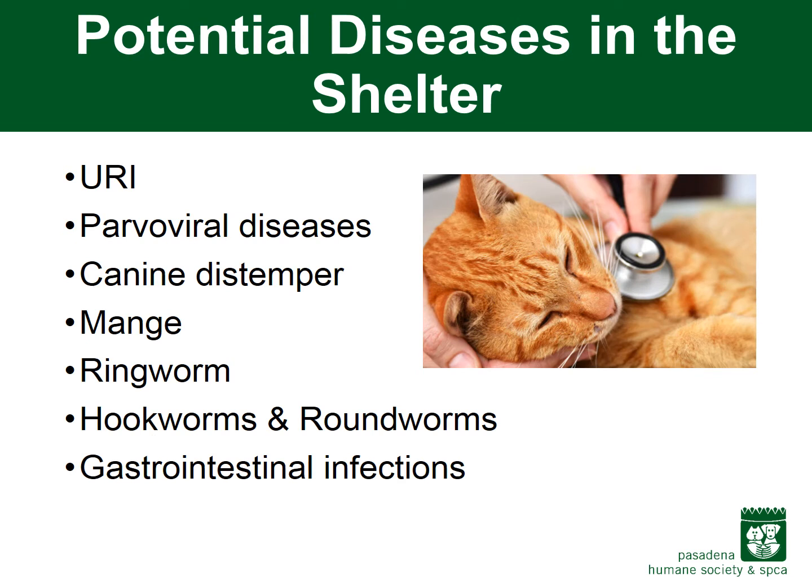So some potential diseases that we see here in the shelter, the number one is URI, which stands for upper respiratory infection. We see a lot of URI, mostly in our cat population, but also in our dog population. We see parvoviral diseases in both dogs and cats, canine distemper, mange, ringworm, hookworms and roundworms, and GI infections.